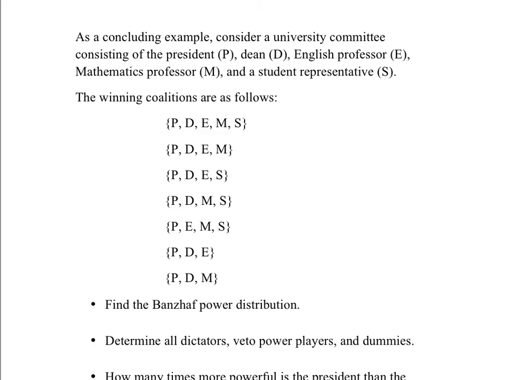So if everyone votes yes, great, the motion passes. If everyone except the English professor votes yes, then the proposal passes. If everyone thinks it's a good idea, but the math professor is saying no, it passes. Right? If just the president, dean, and English professor want to pass this proposal, and the student representative and math professor are against, it passes. Okay? So this is a complete list of all the subsets of the committee, all the collections of committee members who, if they vote yes, can pass a resolution.